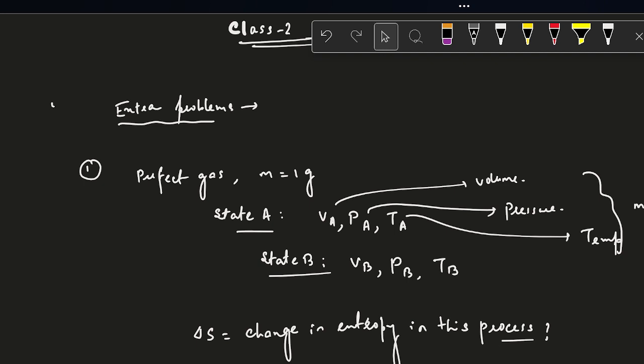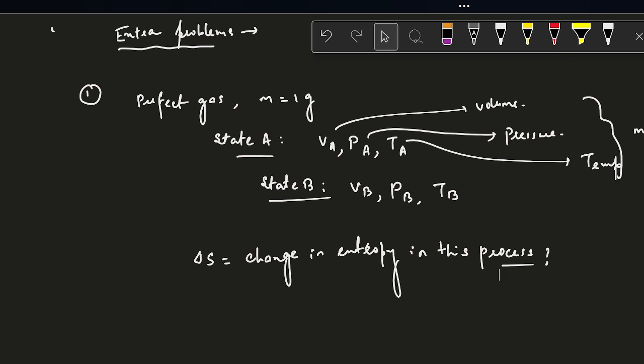The question I have given in question 1 is that we have a perfect gas system, where the mass of the gas is 1 gram, and the state of the gas is changing from state A to state B. State A has a particular volume, pressure and temperature denoted by VA, PA and TA, and in state B the volume, pressure and temperature change to VB, PB and TB. In this process of changing from state A to state B, you are asked what the change in entropy of that process is.